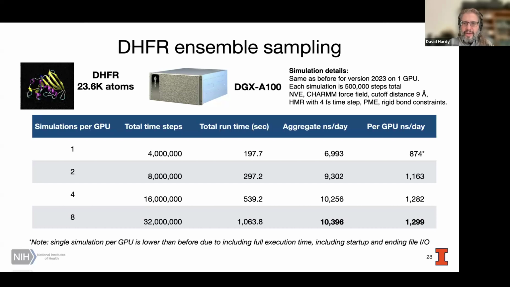But if we move to two simulations per GPU, and four and then later eight, we're actually getting much better nanoseconds per GPU per day, and we're getting better aggregate nanoseconds per day sampling as well. And so this is a way that you can think about using a GPU dense resource like this: to actually run multiple simulations per GPU.